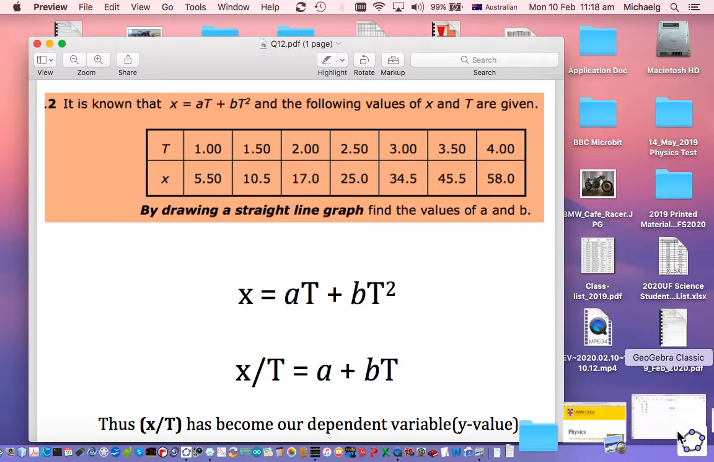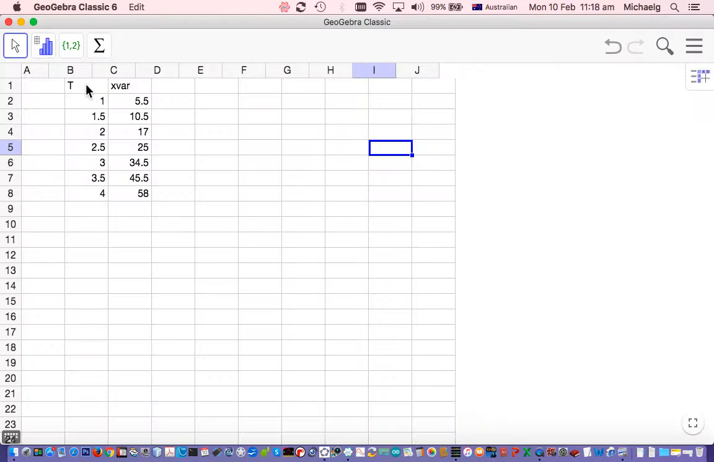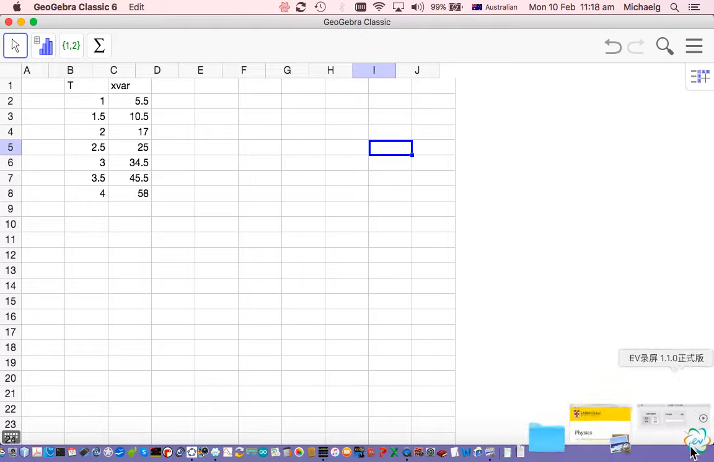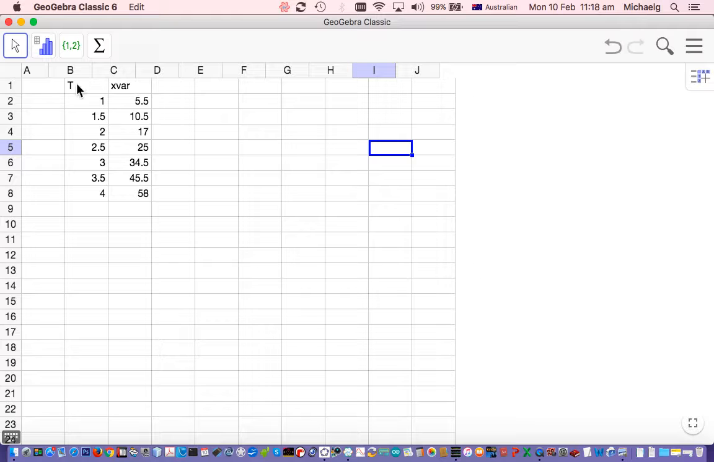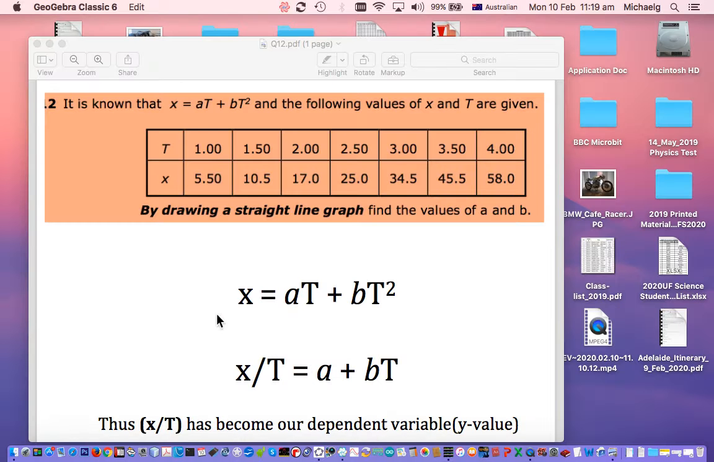So what we can do is we'll pull up our GeoGebra. So here with our GeoGebra, I've put these values in here, our t values and our x values. Okay. So before, in the last video, we calculated x over t, didn't we? That was to create our straight line graph. But these here, we are expecting these to form a parabola, aren't we? Because if we look at this here, this is a parabola. If we imagine this x being a y and this t being x, it's just a typical parabola.